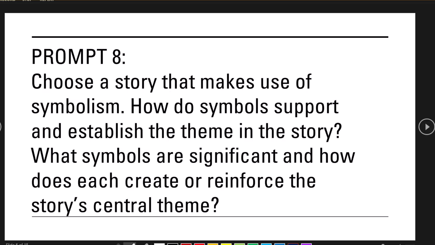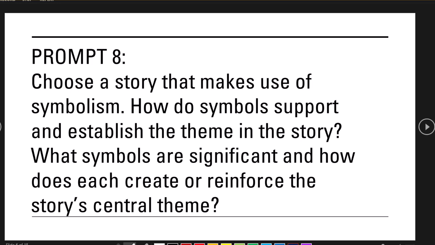So prompt number 8 on that document is choose a story that makes use of symbolism. How do symbols support and establish the theme in the story? What symbols are significant, and how does each create or reinforce the story's central theme? So you'll notice that there's a few questions here, and the questions are asking you to think and analyze one of the stories. And you could write about any of those stories from lessons 1 through 6 that made use of symbolism in the story.